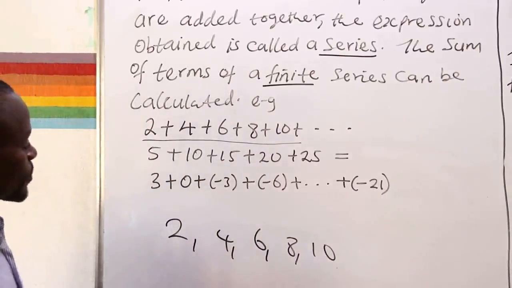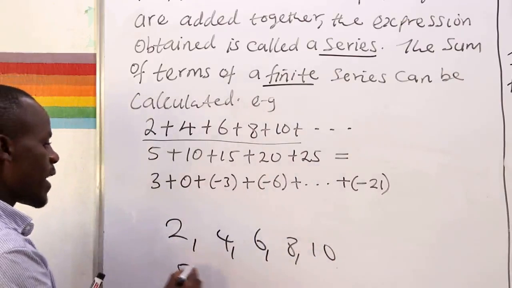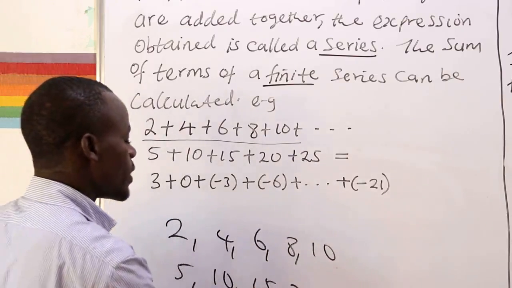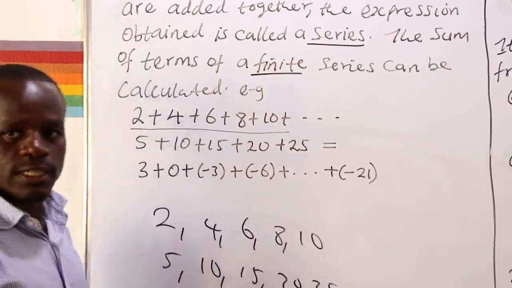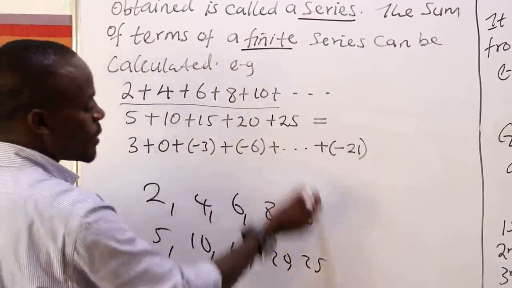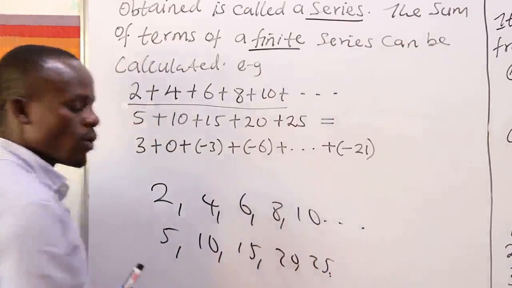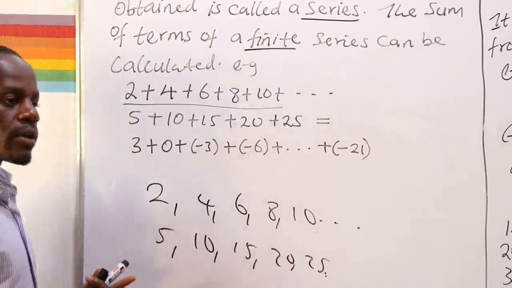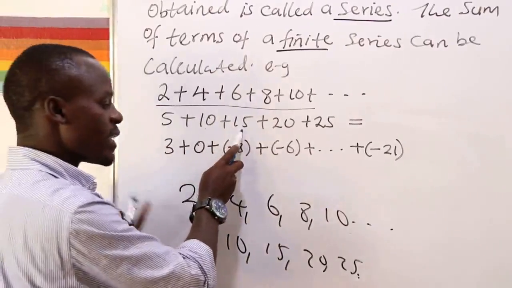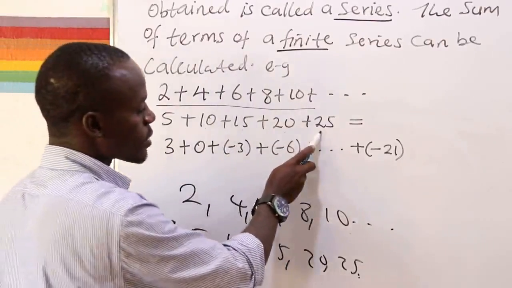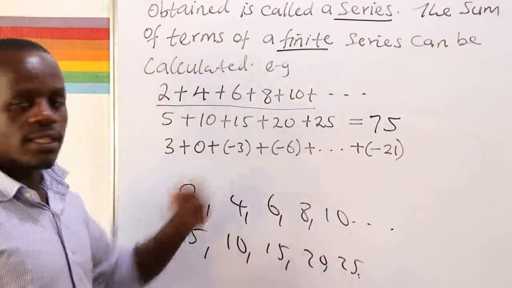There's another example here. We have 5 plus 10 plus 15 plus 20 plus 25. The sequence here is 5, 10, 15, 20, 25. By introducing an addition sign in between them, it becomes a series. Since this one stopped, there is no dot after it, unlike the previous one, which had dots. That means this is the last term, and therefore it becomes a finite series where we add like this: 5 plus 10 is 15, plus 15 is 30, plus 20 is 50, plus 25 is 75. So I can add this and get 75 as my final answer, since it is a finite series.